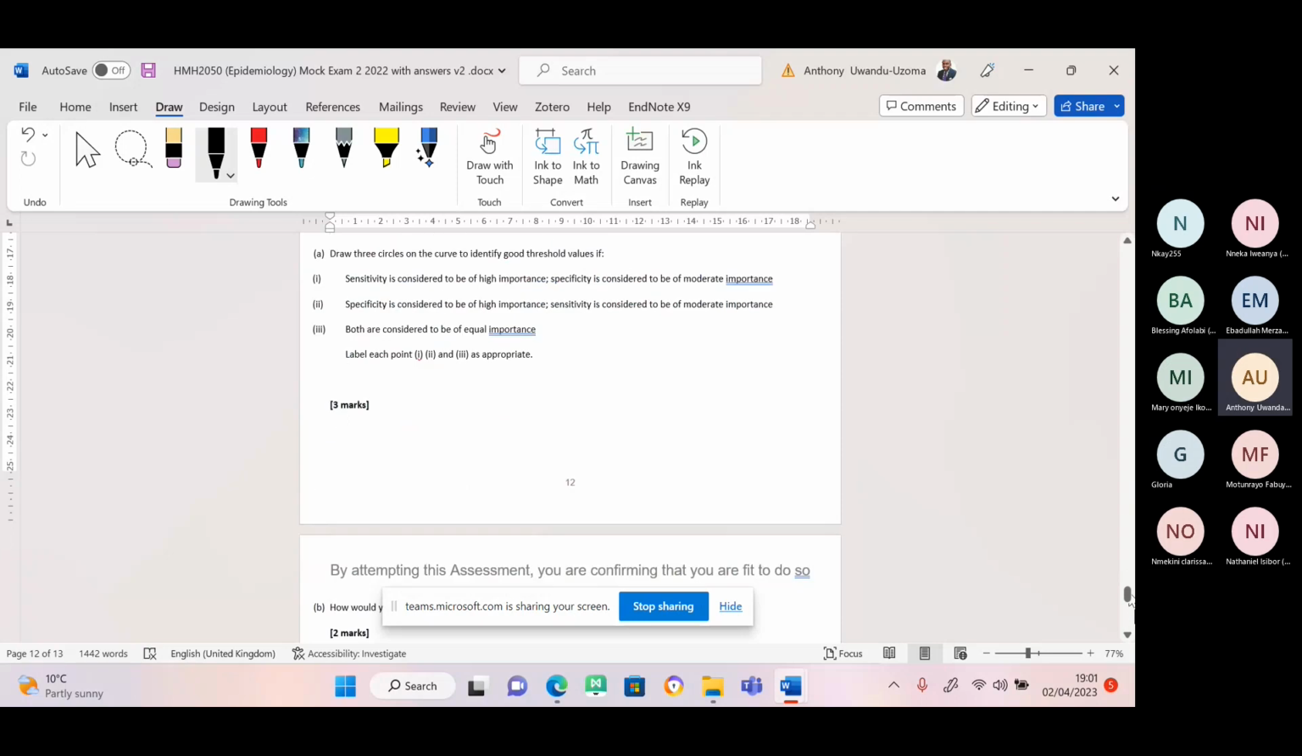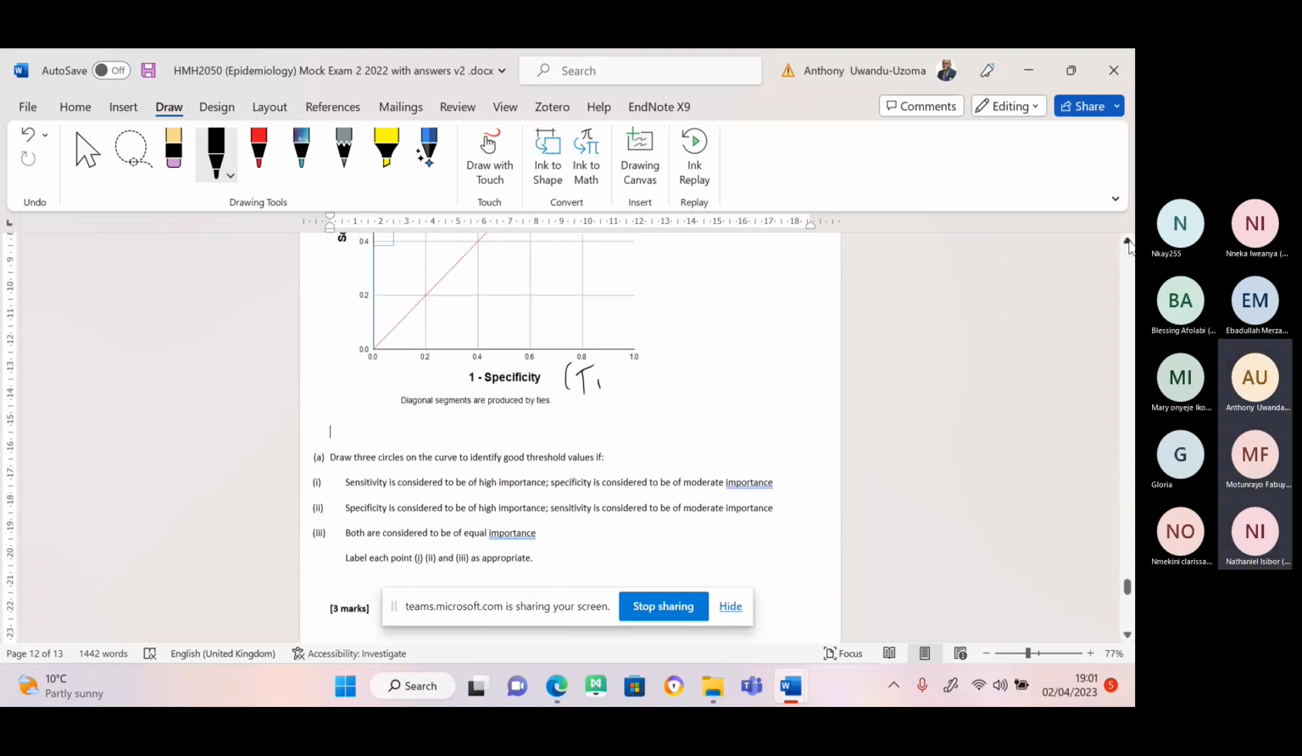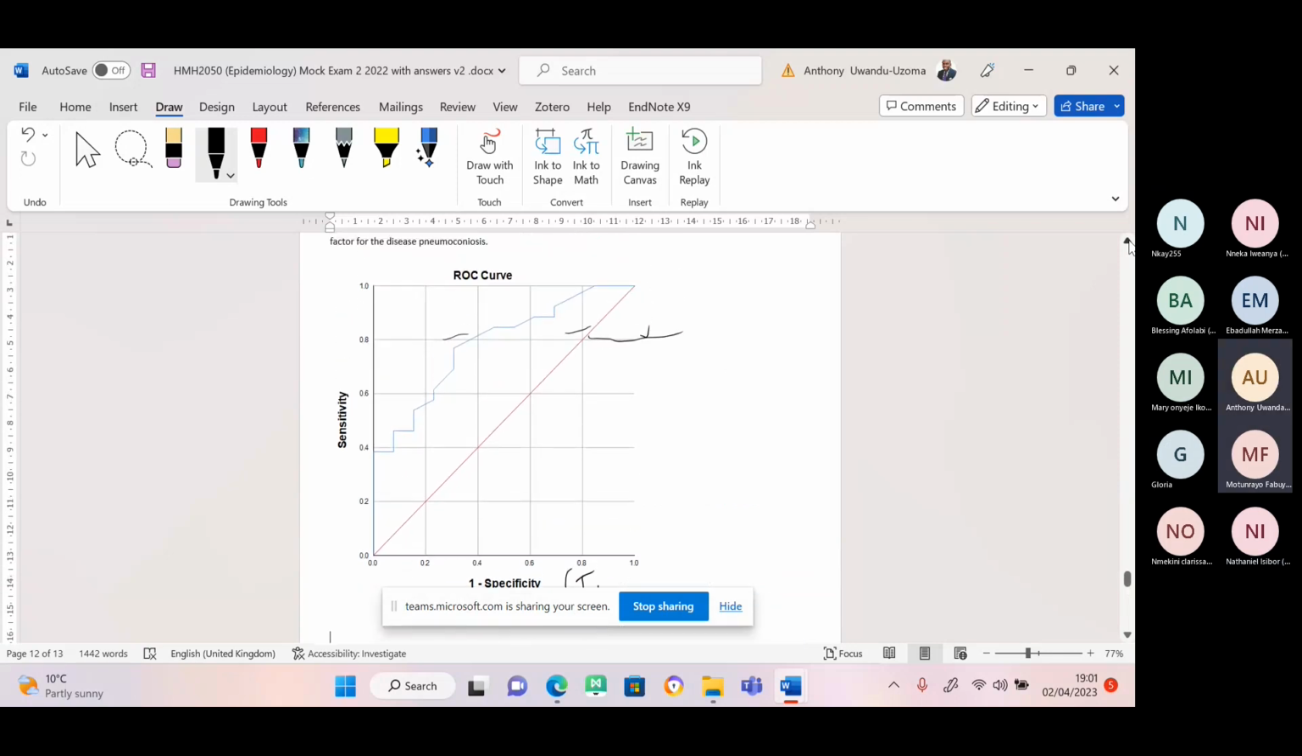Then the last question. Both are considered to be of equal importance. All right. Good. Nathaniel, over to you. In that case, I think it will be at this point where sensitivity is about 0.7 and specificity will be about 0.3.